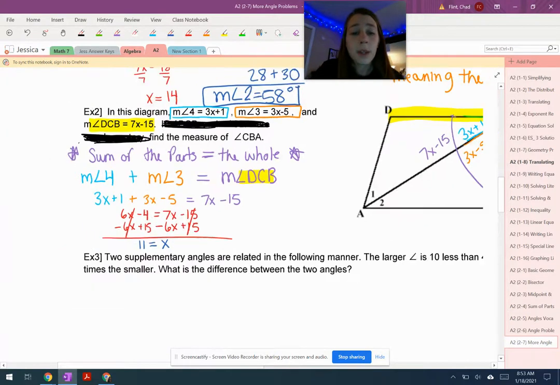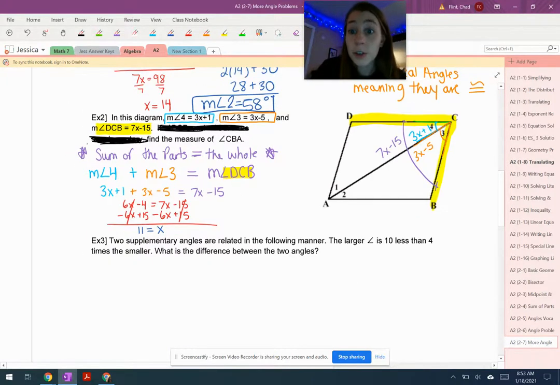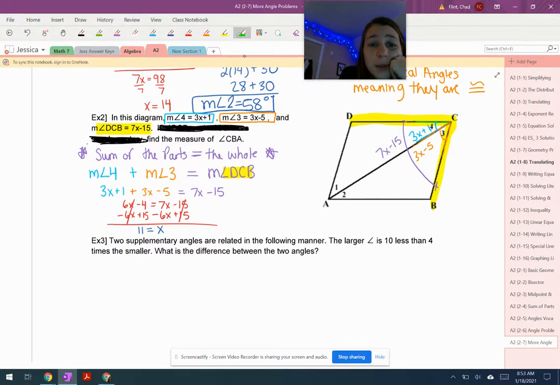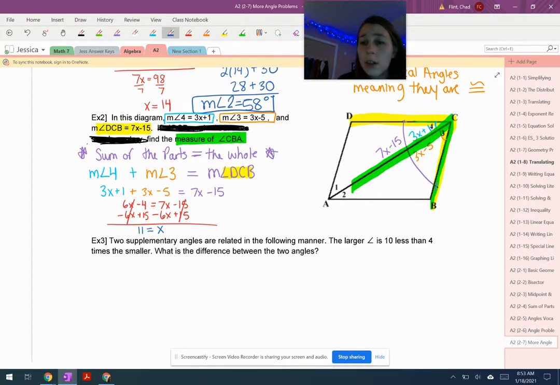Okay, so just because I have my equation solved doesn't mean that I've answered the question. So the question was asking me to find the measure of angle CBA. CBA. So angle CBA is really just angle 3. But I need to write that. The measure of angle CBA is equal to the measure of angle 3.